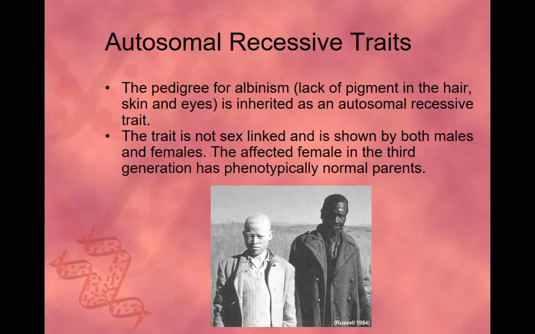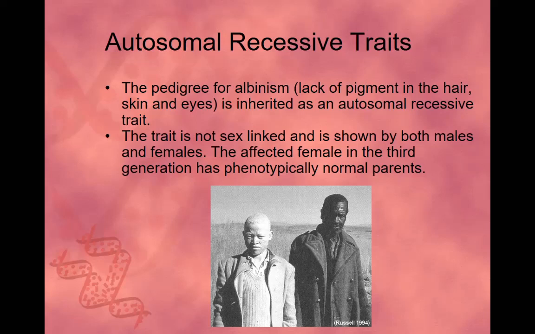So let's start out with autosomal recessive traits. As we just mentioned, autosomal traits are typically going to be found on one of the first 22 chromosomes, and both men and women have the same number of genes. The recessive trait, remember, is the one that can get hidden or seem to disappear behind the dominant trait.